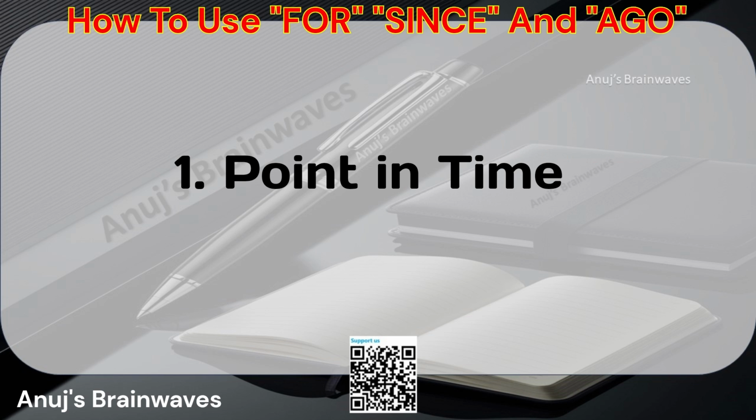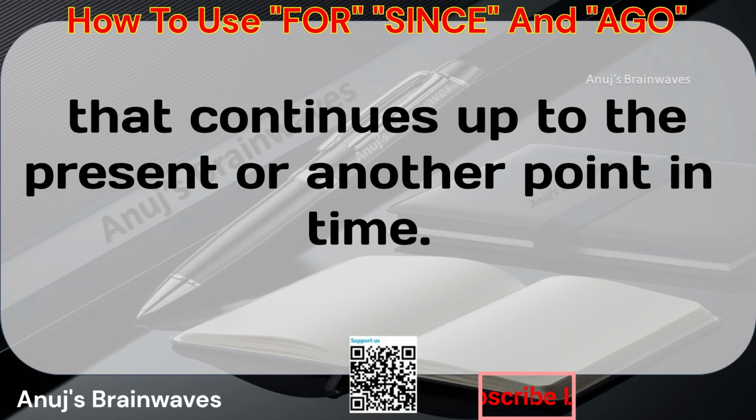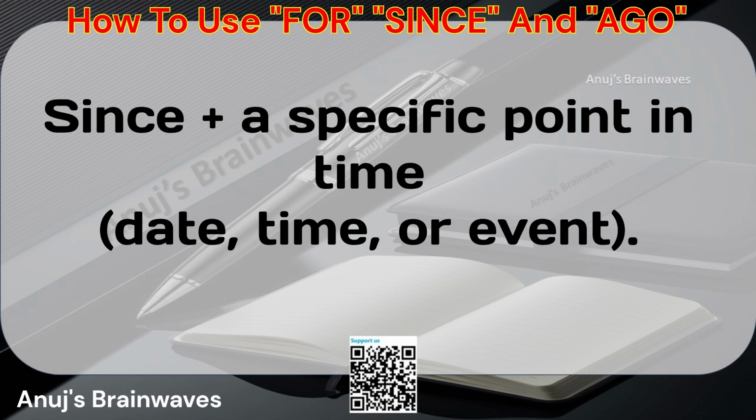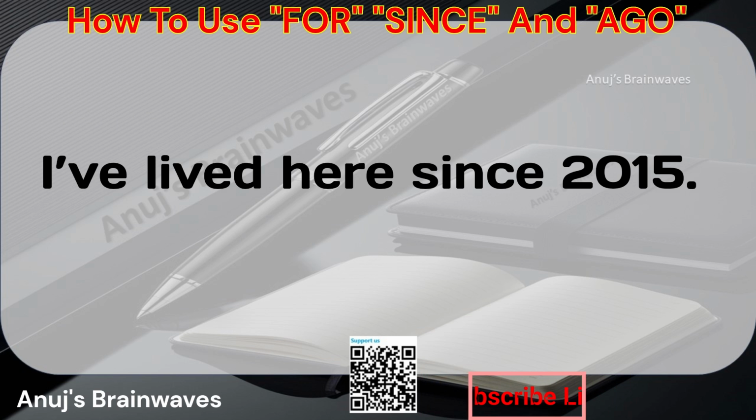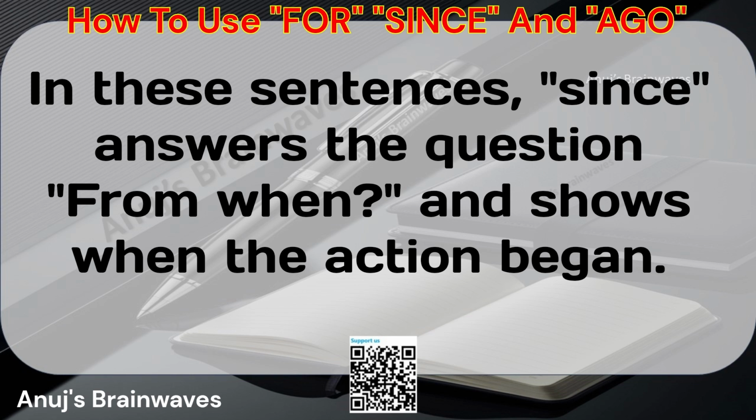1. Point in time. Since is used to indicate the starting point of an action or event that continues up to the present or another point in time. Structure. Since plus a specific point in time: date, time, or event. Examples. I've lived here since 2015. She's been working at the company since May. In these sentences, since answers the question from when and shows when the action began.